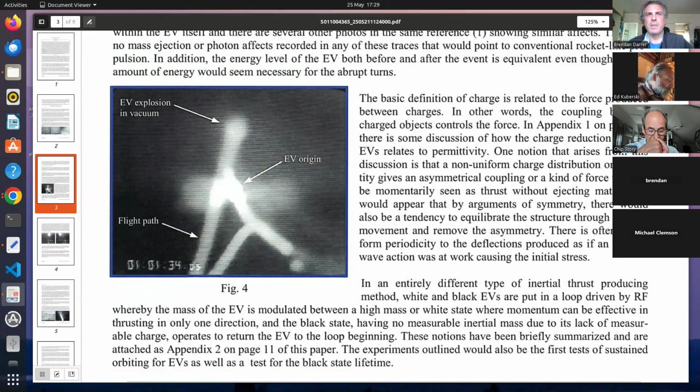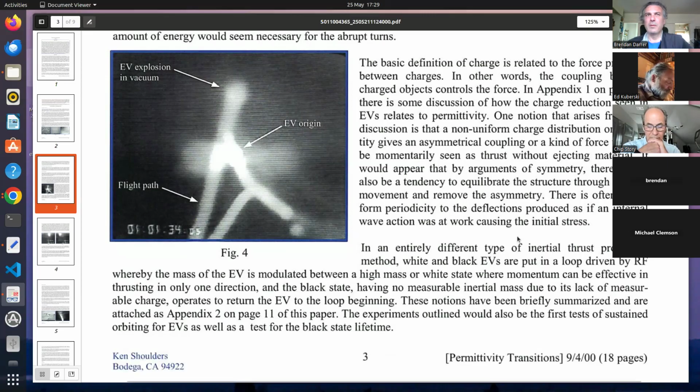It would appear that by arguments of symmetry, there would be a tendency to equilibrate the structure through internal movement and remove this asymmetry. This is often uniform periodicity to the deflections produced, as if an internal wave action was at work causing the initial stress.